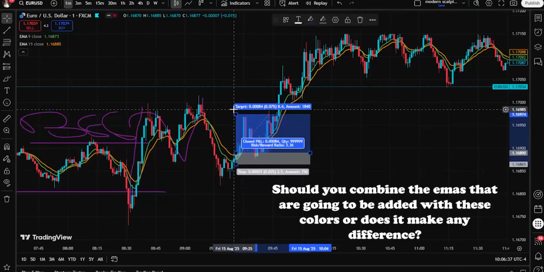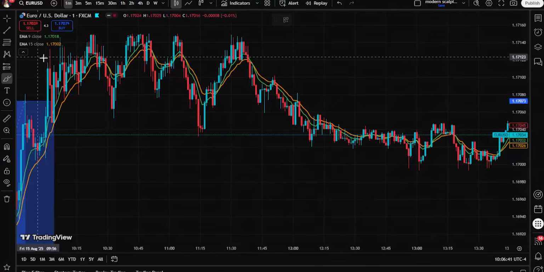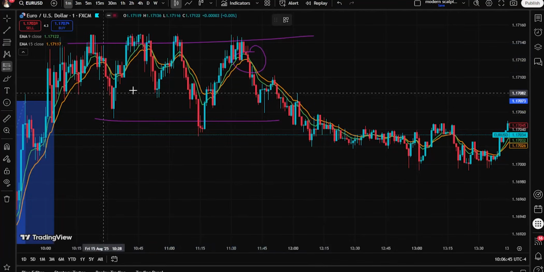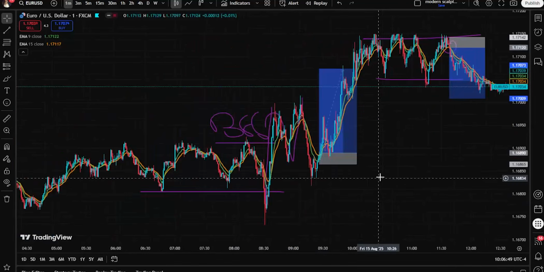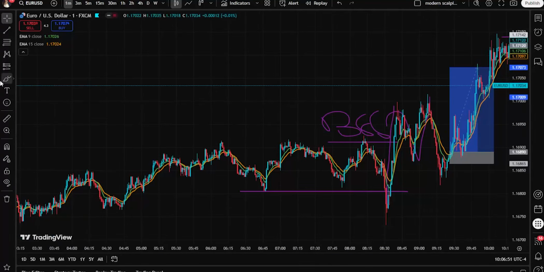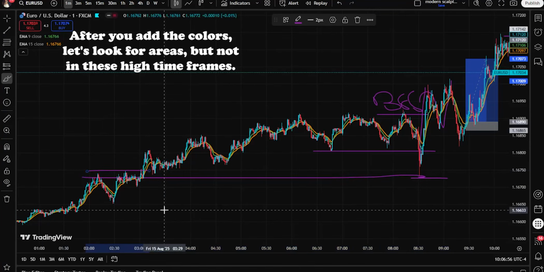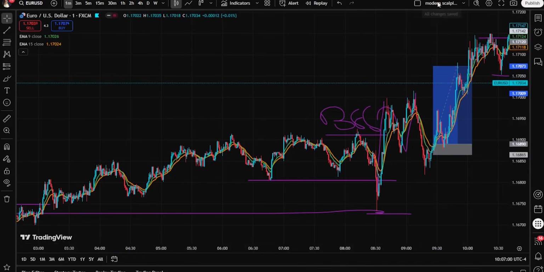2. Add the EMA indicator twice to the chart. In the search box, type EMA or exponential moving average. Once added, set one of them to 9 and color it, for example, blue or green. Set the second one to 15 and color it red or orange. These colors will help you visually differentiate.